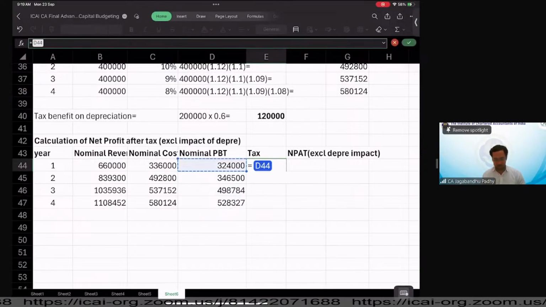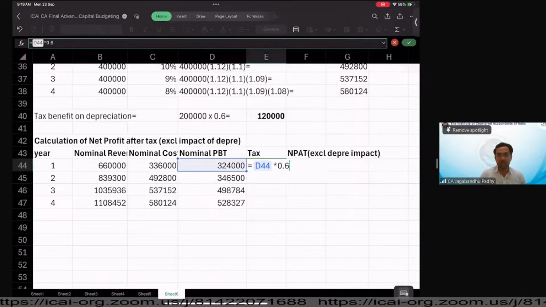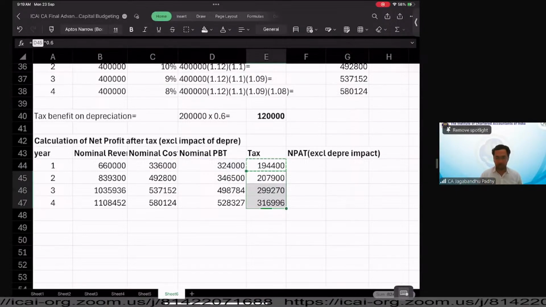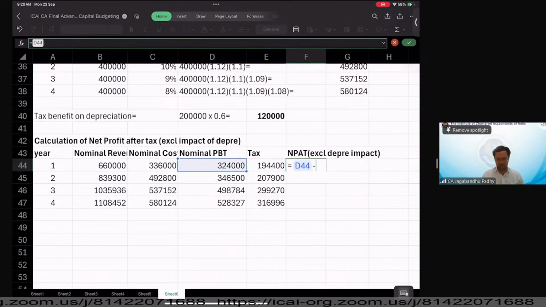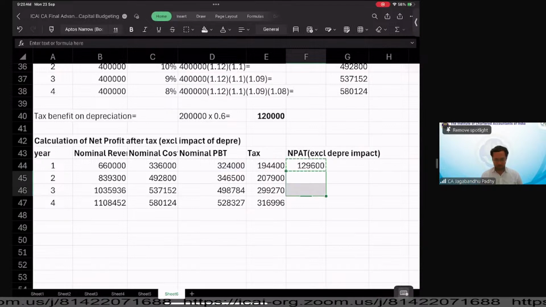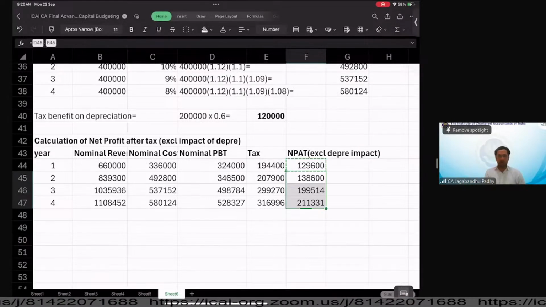Tax will be the profit before tax multiplied with 60%, right, guys? The tax rate. Now, net profit after tax, excluding the impact of depreciation, would be just subtracting the tax from PBT. This is the net profit after tax, excluding depreciation impact. And then the last part as far as the computation of cash flows is concerned is to get the final NPV by using the inflation adjustment.